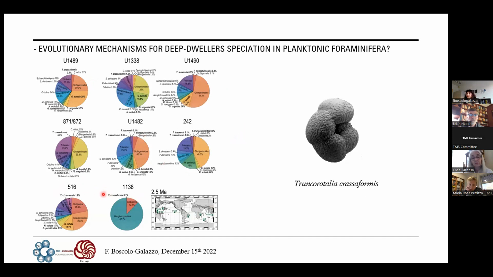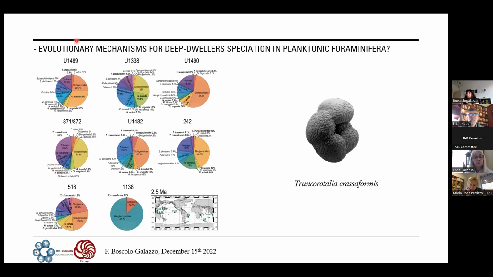It comes with daughter species as well. For instance, at 516, we have Truncorotalia viola. At site 242 and U1482, crassiformis occurs with tosaensis and truncatulinoides. And this is consistent with the Southwest Pacific and Indian Ocean being the area where Truncorotalia truncatulinoides is thought to have first originated and spread out from.